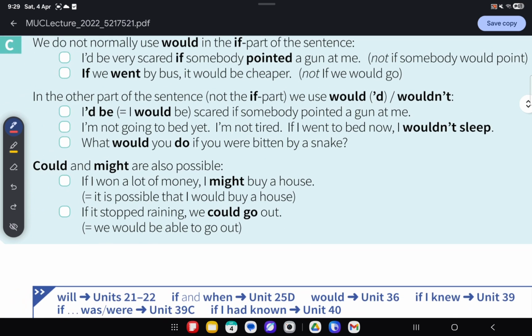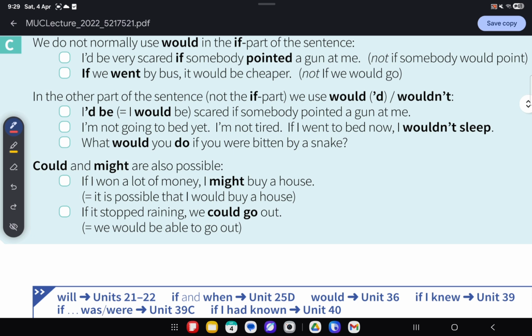If I won a lot of money, I might buy a house. It is possible that I would buy a house. If it stopped raining, we could go out. If it stopped raining, we could go out, we could go out. I want a lot of money.